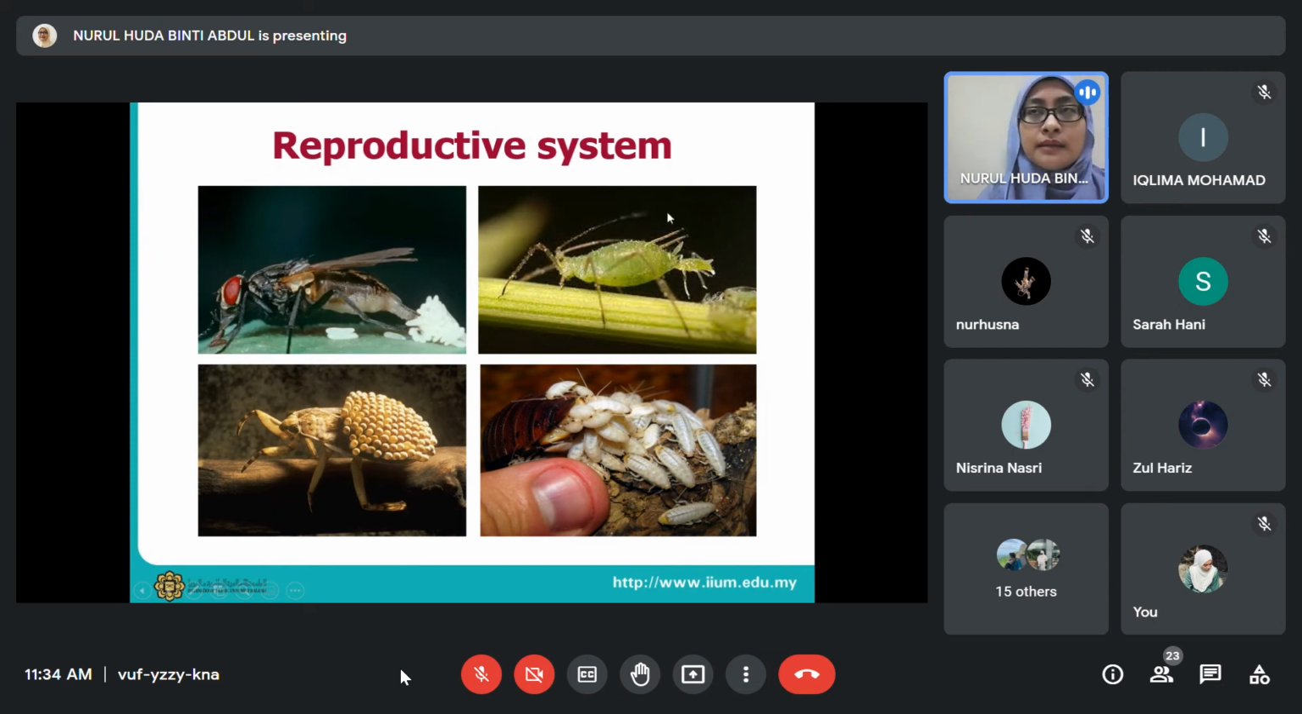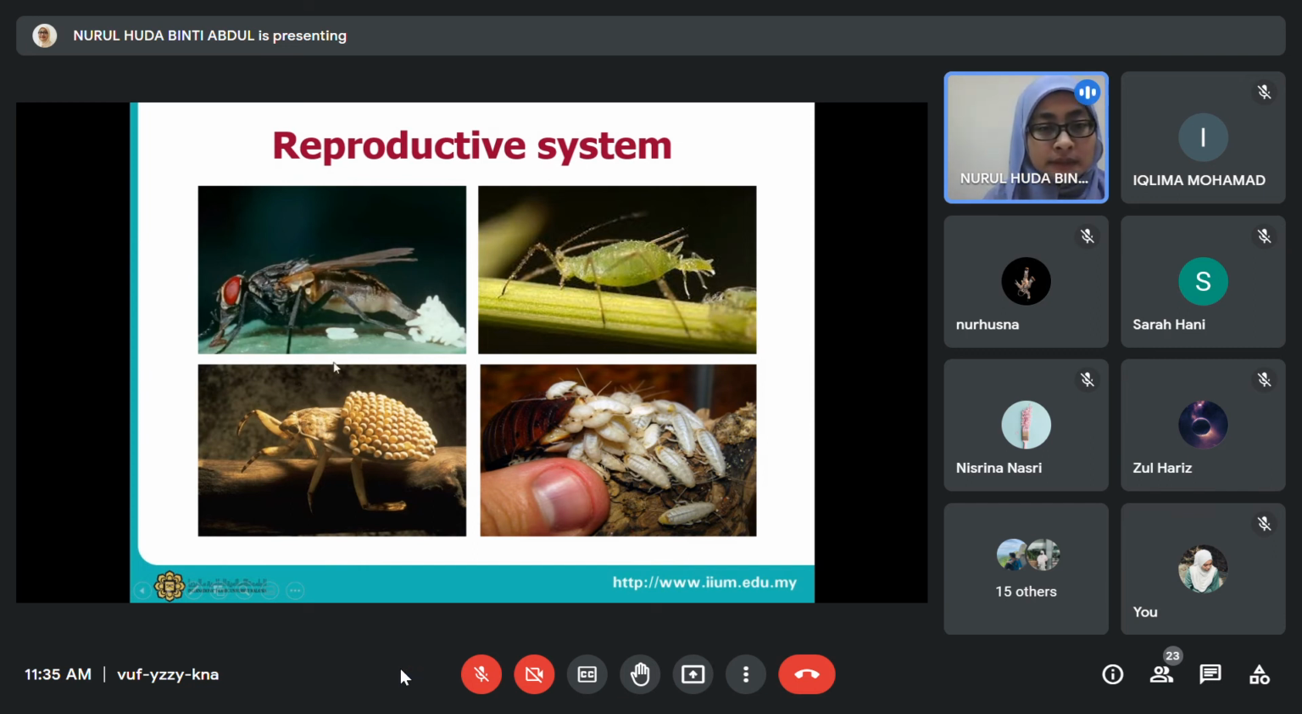It can either go through viviparity, okay, which is anak dia develop inside and then giving birth to the offspring that has similar characteristic of a mother, or it can also go through parthenogenesis, which is producing the new offspring without having male or without having fertilization.